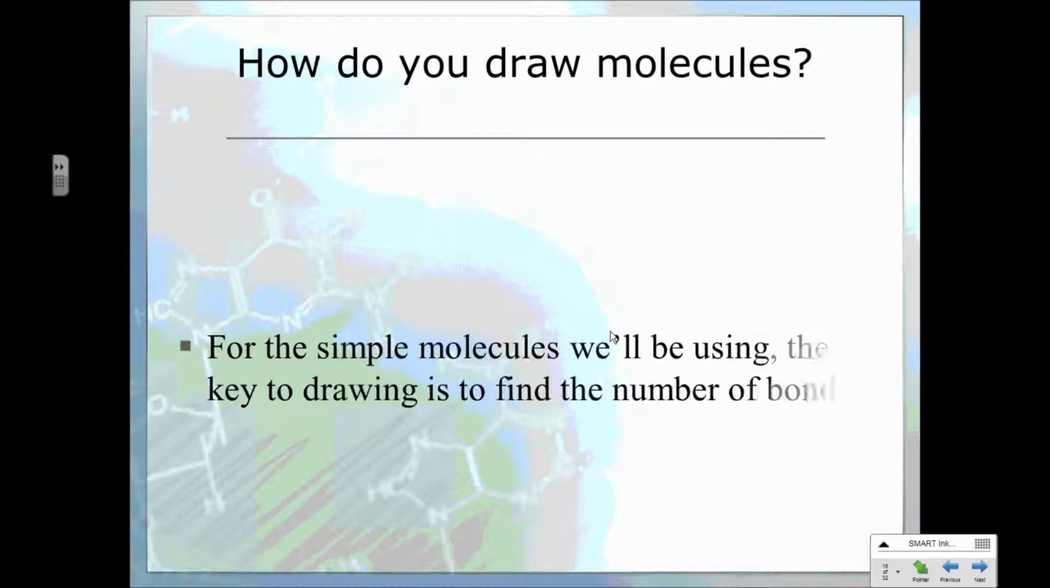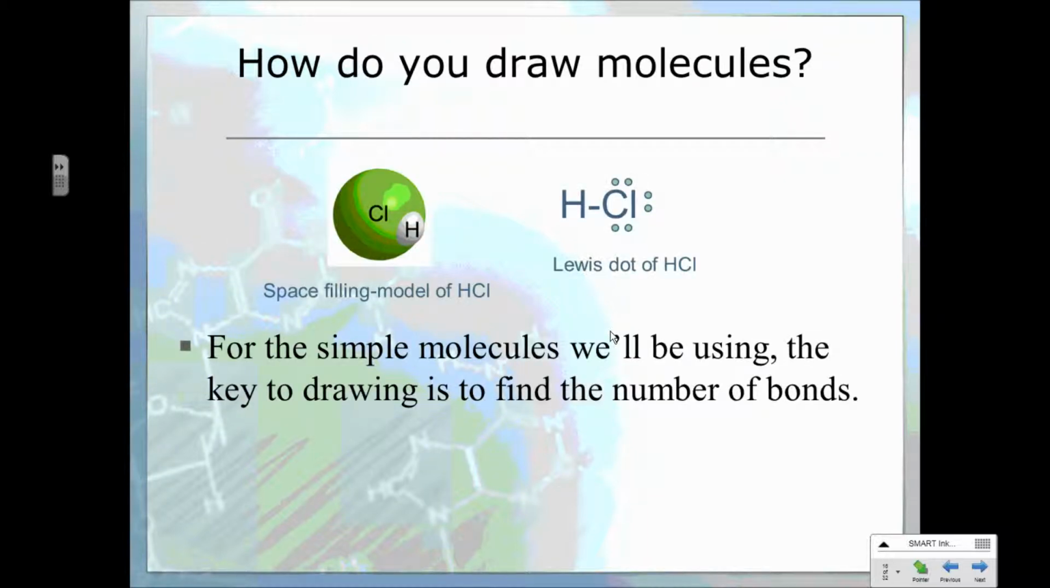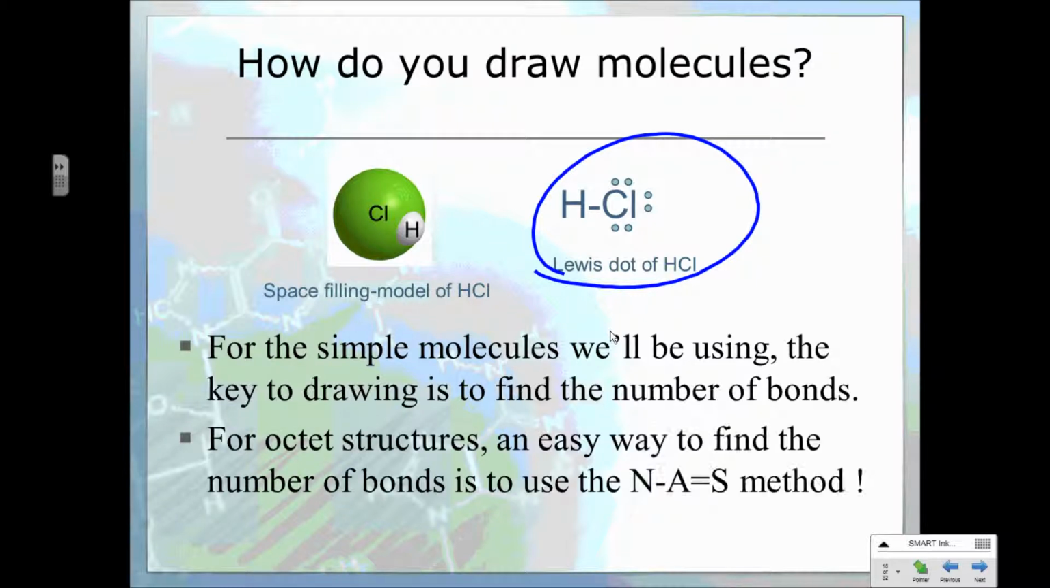So what we're going to look at is how we draw molecules. Now, for simple molecules, we'll be using the N - A = S method, and we'll end up drawing what we call Lewis dot structures. So we're going to end up with structures that look like this. And the key to drawing molecules is to find the number of bonds, because that's often where students struggle. And the method we use is right up front. I'm going to show you how many bonds you've got.